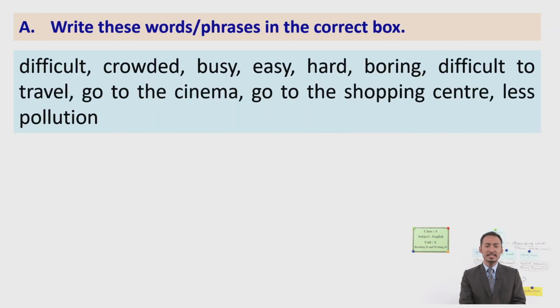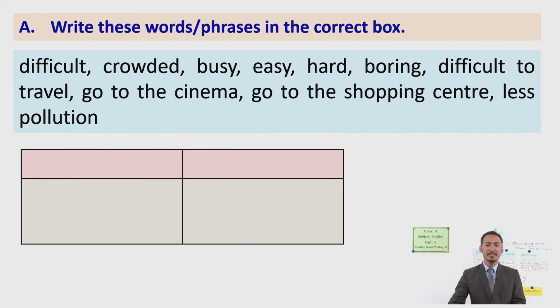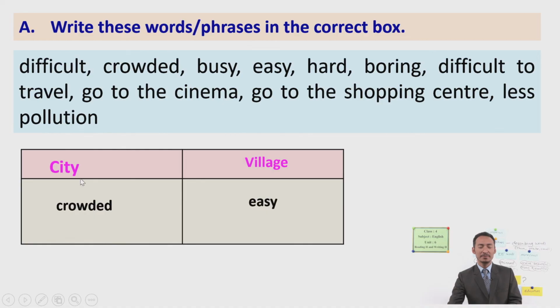Now before that, let me just show you here some list of words which we just said. Write these words, phrases in the correct box. Now I'll show you the box here. So look at this. Now you have to put them in the box like this. Look at here. In city, you can put the word like crowded. In village, you can choose the word and put here easy.